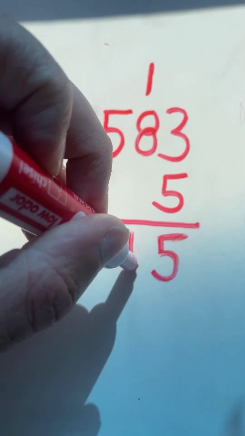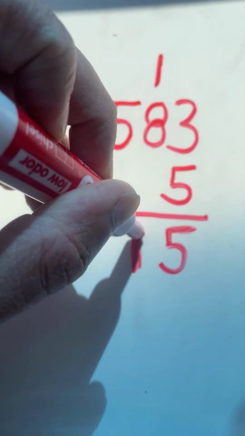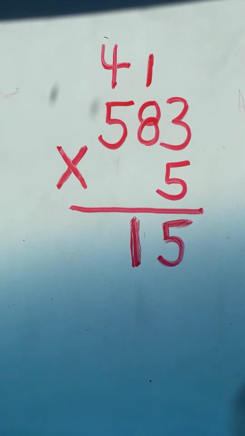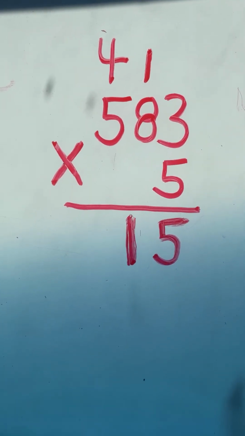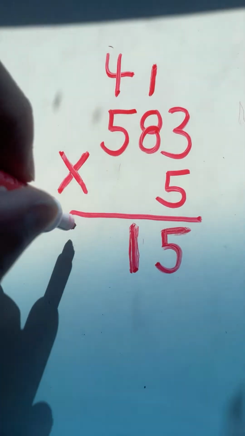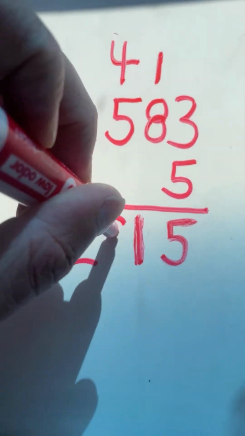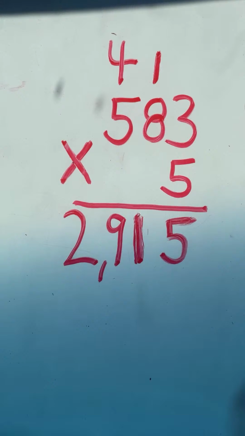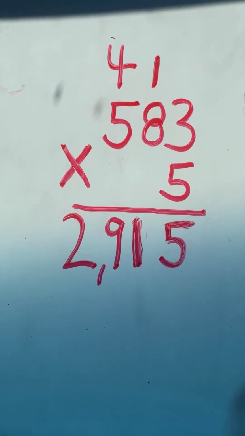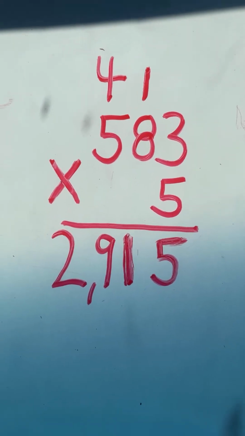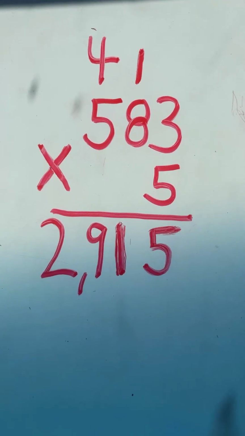Now again, we have to regroup. The 1 in 41 goes in the tens place. The 4 in 41 gets carried over to the hundreds place. Five times 5 equals 25. Plus 4 equals 29. And we have our final answer. 583 times 5 equals 2,915.